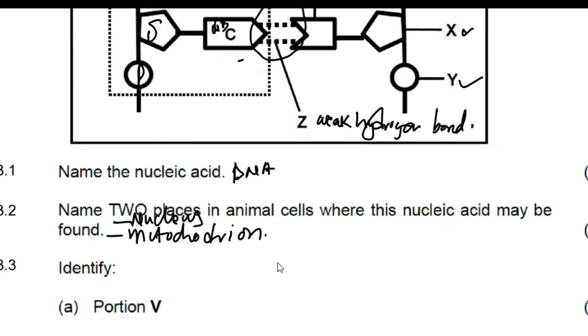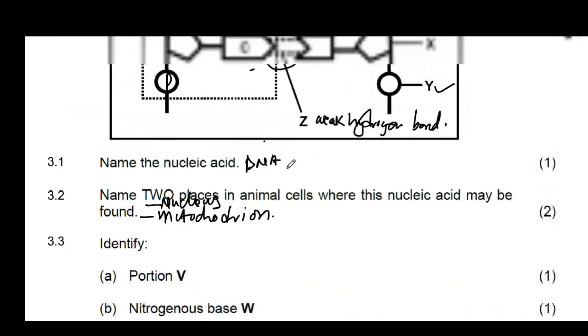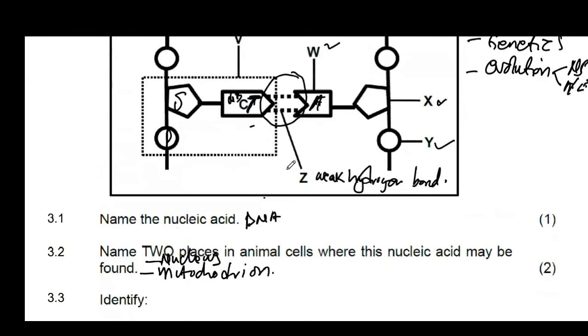If it's one, it's called nucleus or mitochondrion; if there are many, nuclei and mitochondria. So it should not confuse you. They are saying name portion V. What is portion V? We say that this is the building block of DNA, so it is the nucleotide. Molecule Y is a phosphate. We have seen that it is a phosphate group.